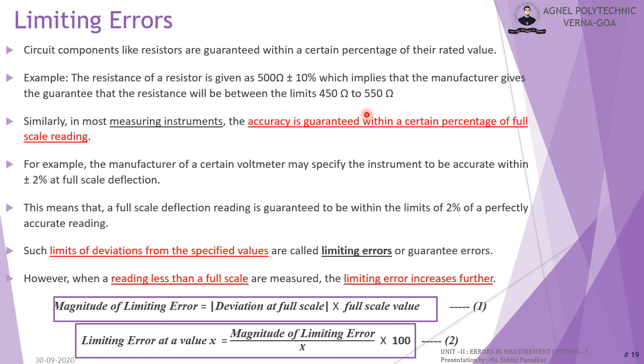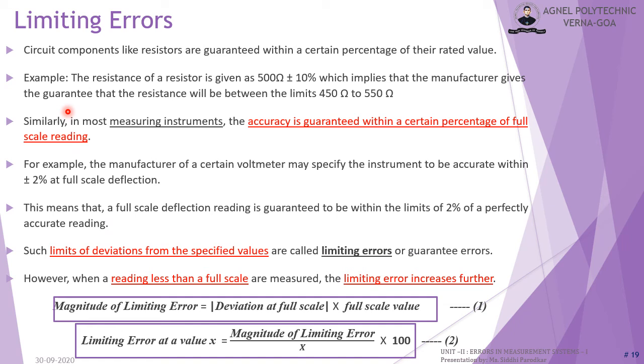Similarly, in the case of measuring instruments such as voltmeters and ammeters, accuracy of the instrument is guaranteed within a certain percentage of full-scale reading. For example, the manufacturer of a certain voltmeter may specify that the instrument has the accuracy within plus or minus 2% at a full-scale deflection reading. This means that a full-scale deflection reading is guaranteed to be within the limits of 2% of a perfectly accurate reading. Such limits of deviation from the specified value are known as limiting errors or guarantee errors.